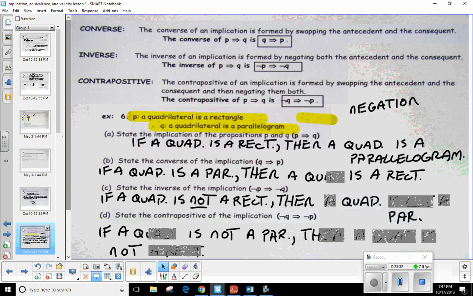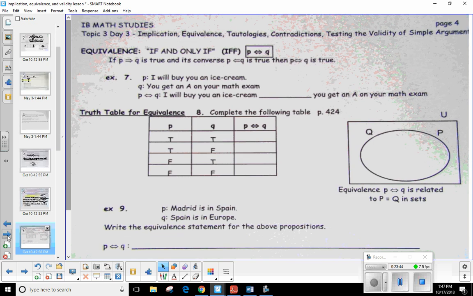Any questions on that? Anybody having a hard time? No. Okay. Well, we've talked about implication. Now let's go ahead and talk about equivalence. These are the if and only if statements. This is where it goes in both directions. So if P implies Q is true and its converse, Q implies P is true, if both of those are true, then the equivalence is going to be true.